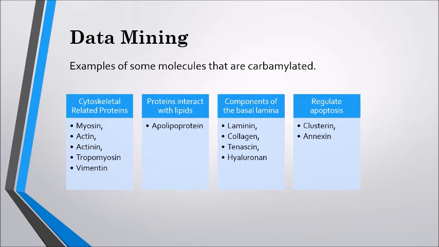Proteins which are involved in the cytoskeletal network, the basal lamina, and those that regulate apoptosis are some examples of carbamylated proteins. These proteins can be explored further in detail in future experiments to understand the physiological effects or consequences of carbamylation on these proteins. We shall focus on two proteins, clusterin and apolipoproteins. These two proteins are involved in Alzheimer's disease, or AD for short, and this will be explained by Reuben.